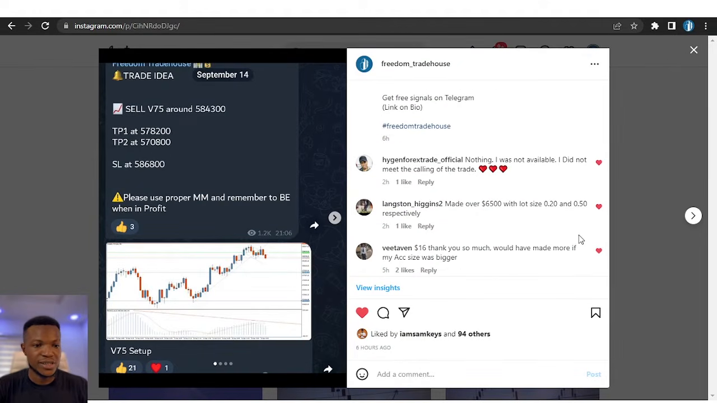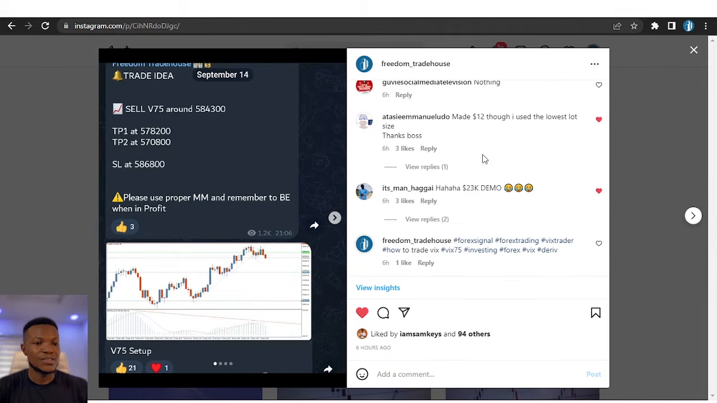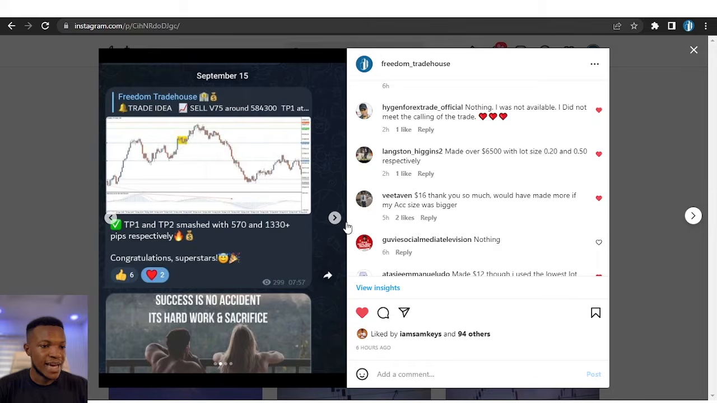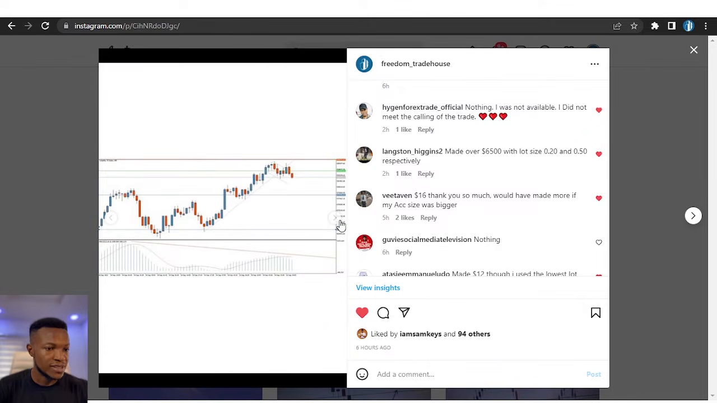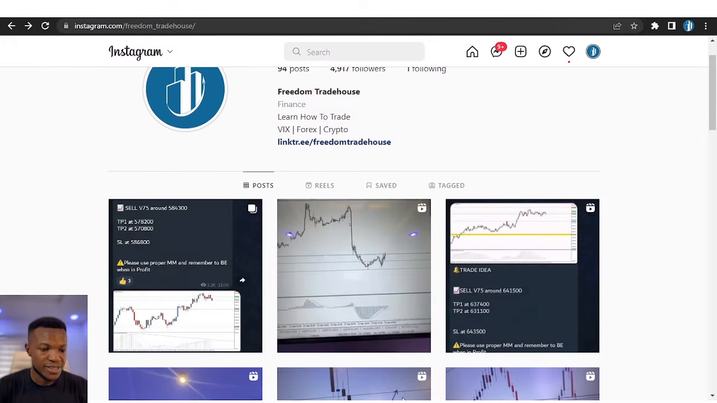You can see somebody actually took this trade setup and made over $6,500, right, with lot sizes 0.2 and 0.5 respectively. We had a lot of guys rocking into this trade setup, and you can see before and after, when we had the trade setup at this point here, and thereafter we had the trade rocking all the way downwards, and we're making a whole lot of profit trading this particular instrument.